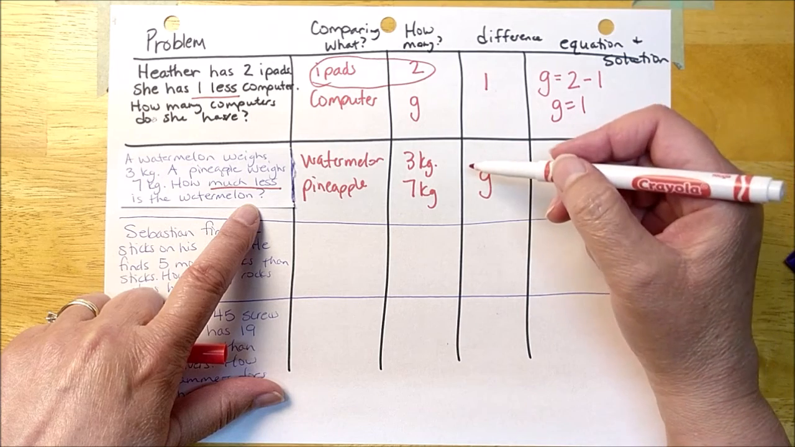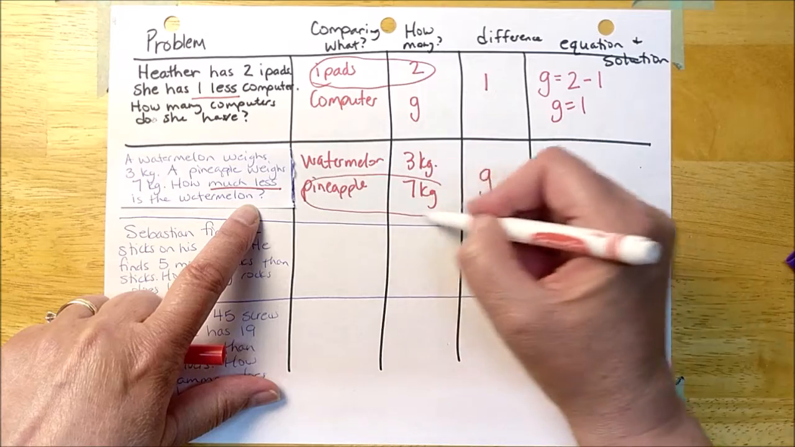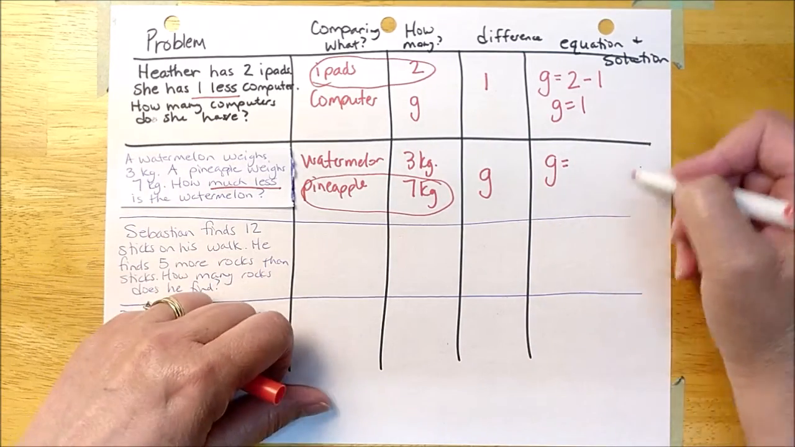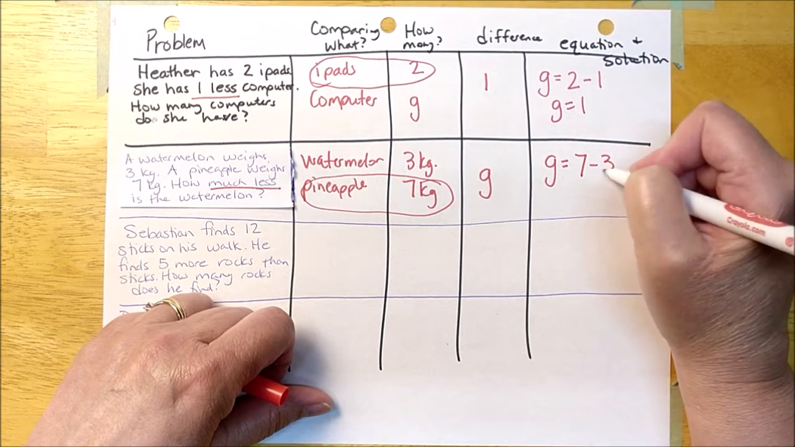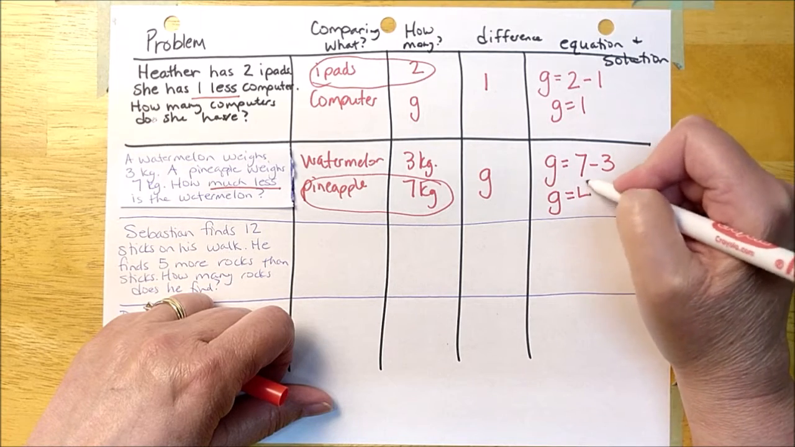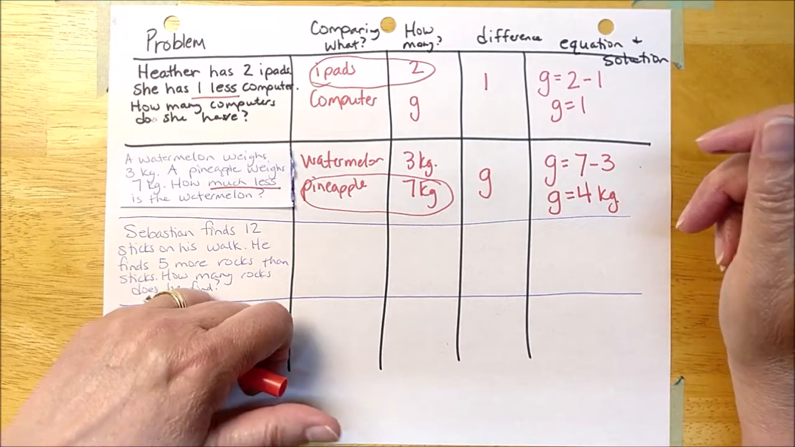So when I look at my 2 numbers, the pineapple is my larger number. So I need to figure out what the difference is. And the difference was that bottom square, so I'm going to take large number minus small number, which would give me 7 minus 3. My difference is 4 kilograms.